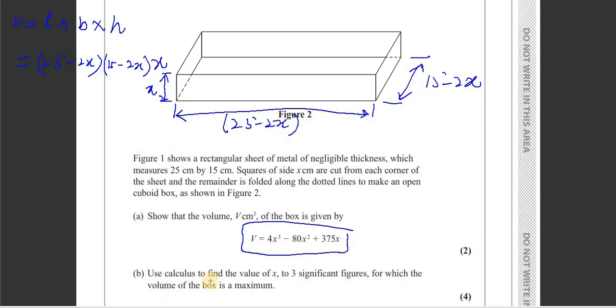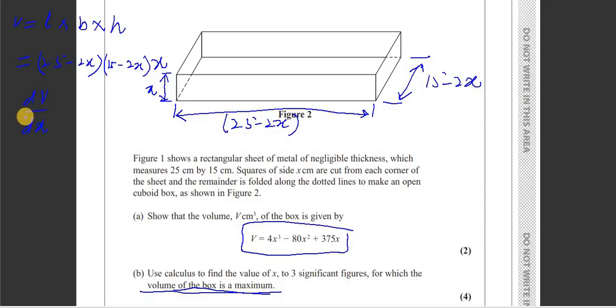Part B. Use calculus to find the value of x to 3 significant figures for which the volume of the box is maximum. Now, whenever they talk about maximum and minimum value, it's all about calculus, derivatives, and the tangent line. And we must have some equation or function. In this case, we have the volume of the box as a function of x. So the idea is we need to find the derivative of the volume, that means dV by dx.